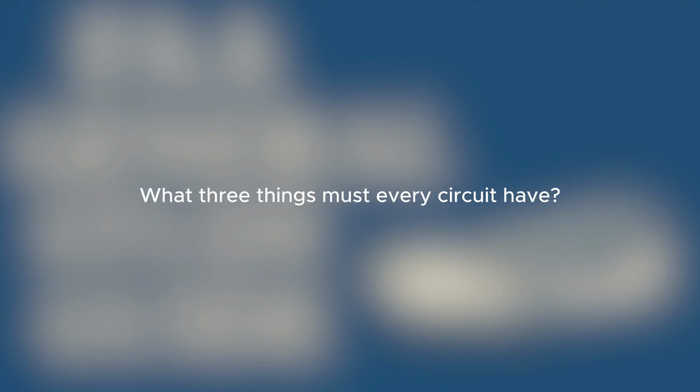Section 6, components and circuits. What three things must every circuit have? A power source, a load, and conductors. What's continuity in a circuit? A complete path so electrons can flow.